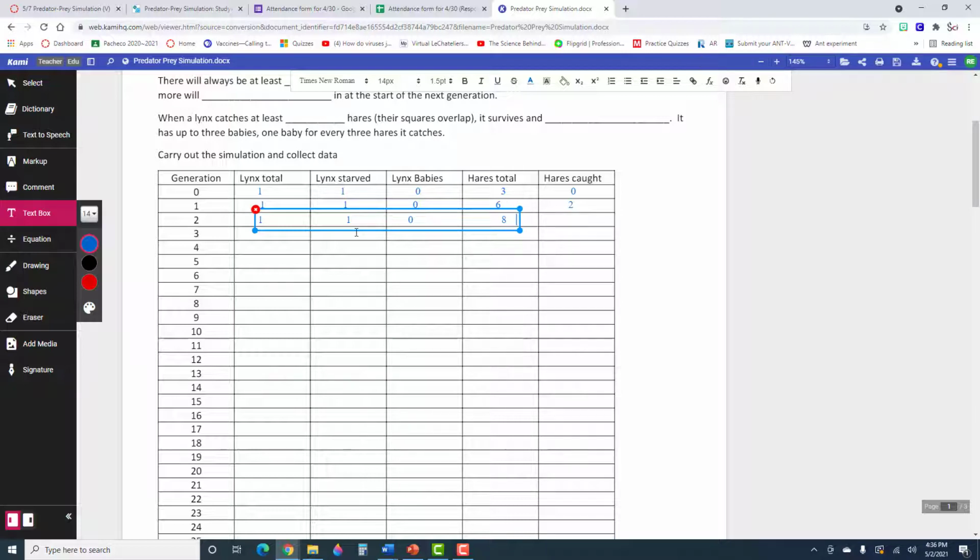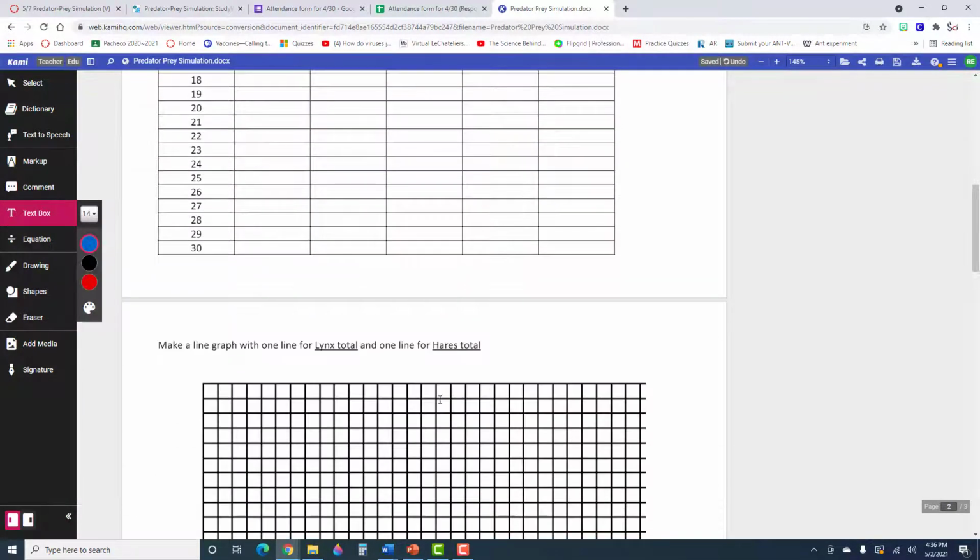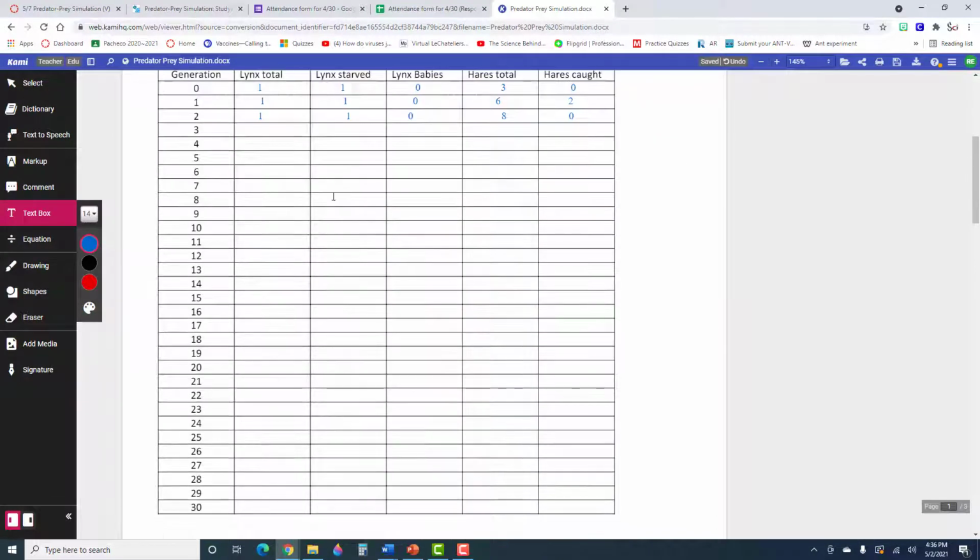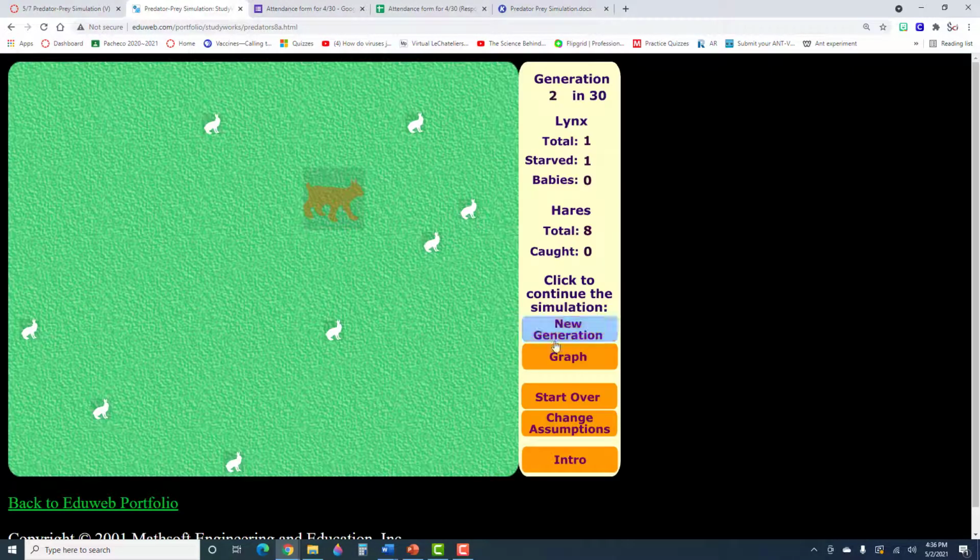And then 8 hares total. None of them were caught. And then remember, the hares double each time. And so I'm gonna stop filling this out. I'm just gonna record the video, and so you can pause the video where you need to get these numbers, and we'll just kind of advance through 30 generations real quick here.